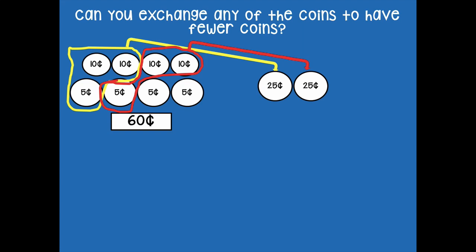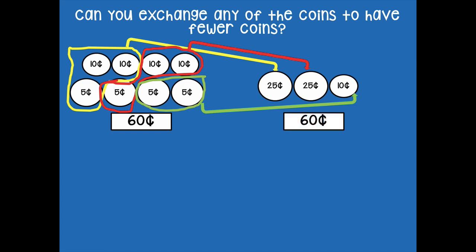So 5 plus 5, what is that going to turn into? It's going to turn into a dime. So now I have 25 cents plus 25 cents, which we know is 50 cents, and then 10 more cents still gives me 60 cents. So I just modeled 2 different ways to make 60 cents. But notice how I was able to exchange coins when I had a lot more and turn them into fewer coins. It's not really smaller coins, it's fewer coins.